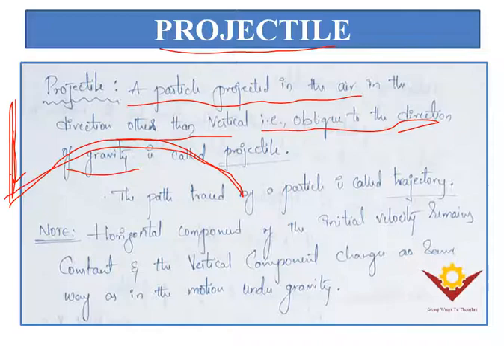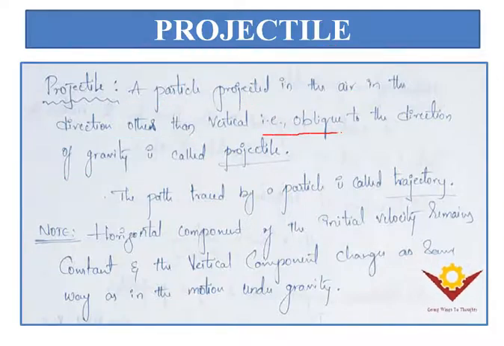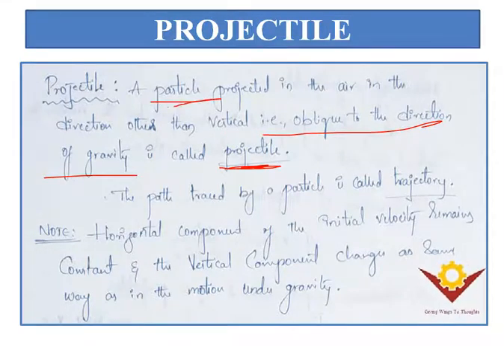That means it makes some oblique angle with respect to the direction of gravity, or else, see, this is your horizontal one, and with respect to this, your projectile is making some path, right? So a particle projected obliquely to the direction of gravity is called a projectile. Once again, a particle projected in the air in a direction other than the vertical. Here the particle is projected in the air, but not in a vertical direction; it is oblique to the direction of gravity, and is called a projectile.